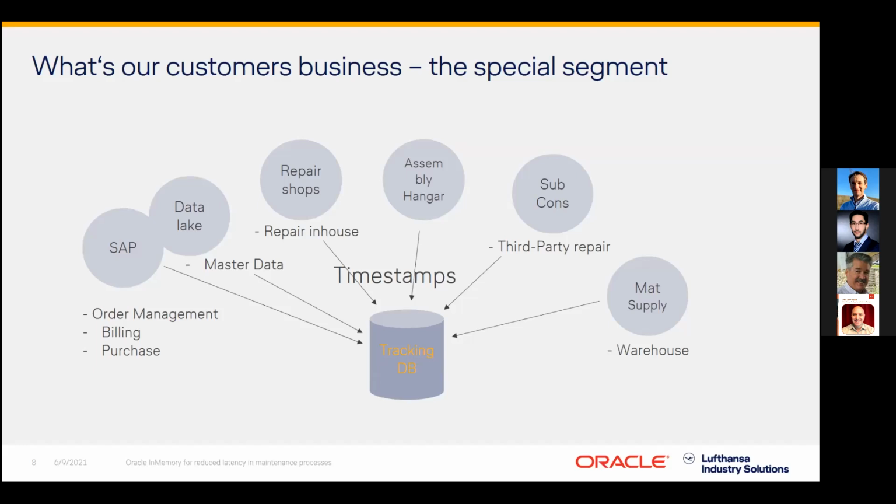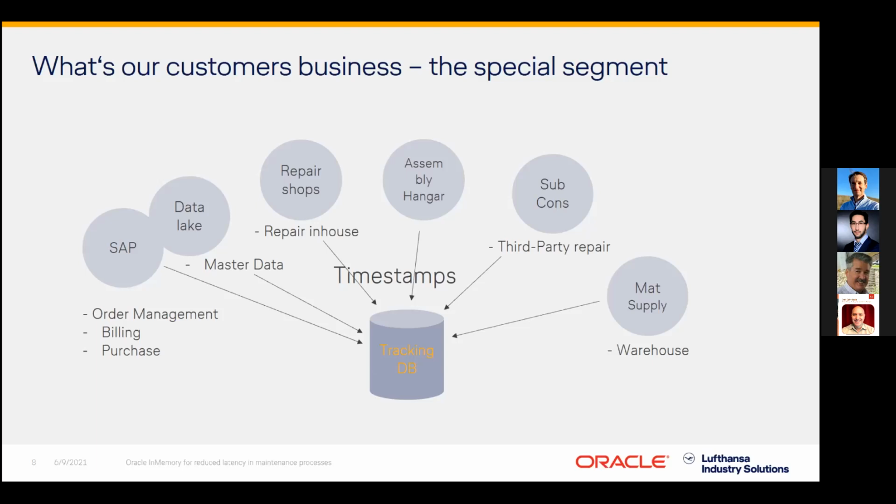On the left side, you see SAP and the data lake. I presume that everyone here knows SAP, so I won't get into detail. Just let me say that the order management, billing, and purchase are processed in SAP. Essentially, the data lake is a mirror of a part of SAP, namely the master data. There is quite a number of databases that need access to data such as material information, for example. To avoid that every database connects to SAP to fetch the same data, we established the data lake. It is refreshed on a regular basis, and every consumer reads its required data via database links.